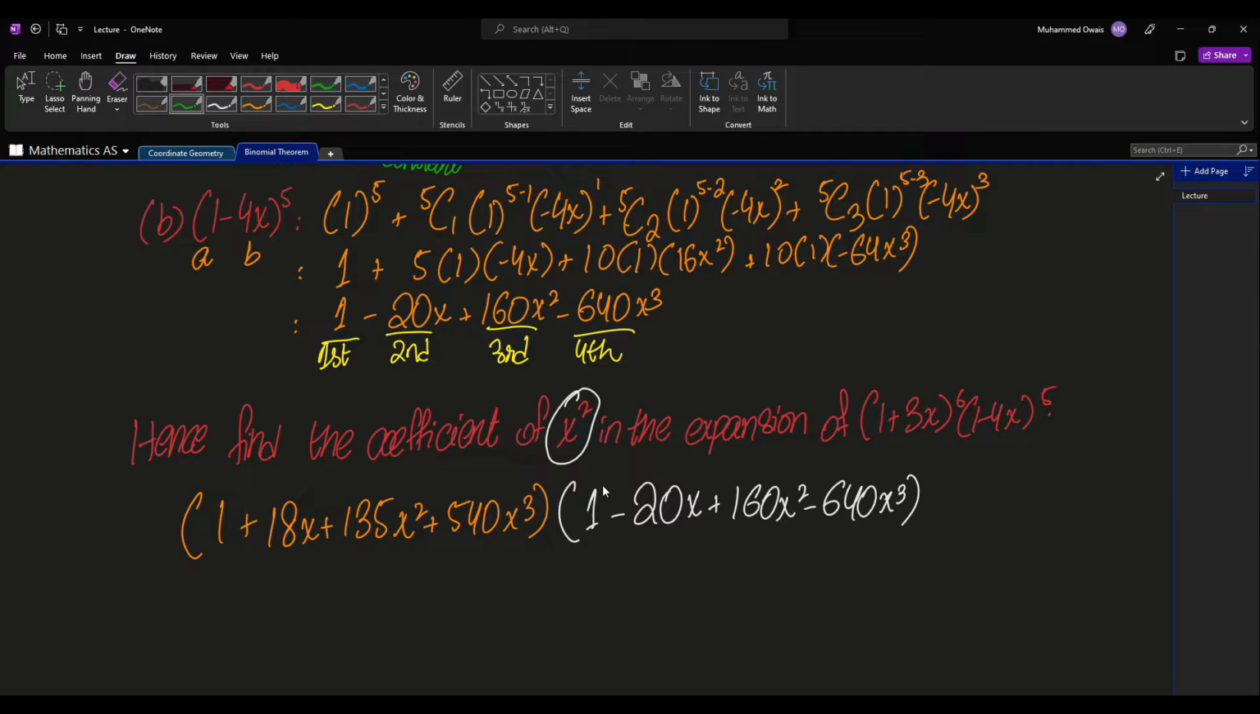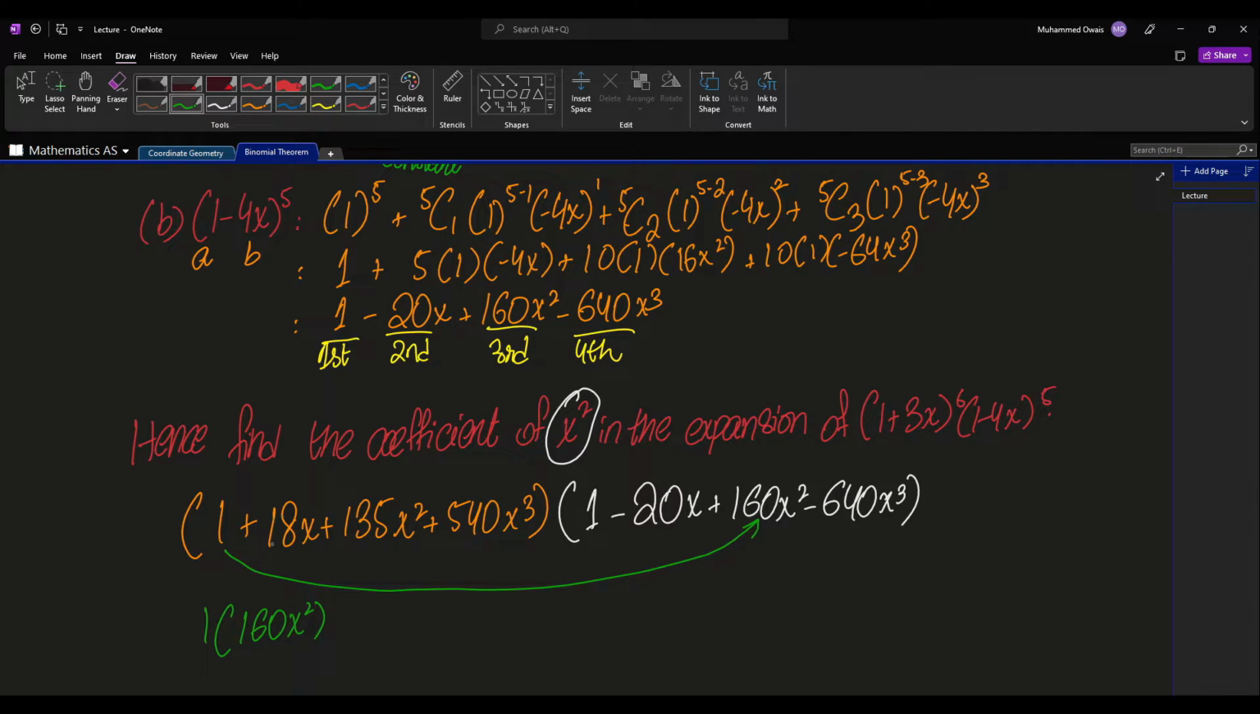So instead of doing all that, what I can see here is if I multiply this one with 160 x square, it would give me a value which has an x square in it, right? If I multiply this one with minus 20x, it will not give me an x square. Therefore, I do not need to multiply it with minus 20x. So, I can write 1 into 160 x square, right? No need to multiply anymore because we only care about the x square.